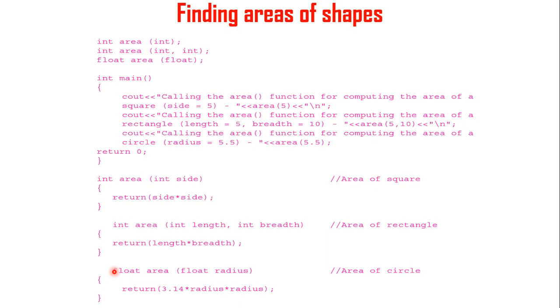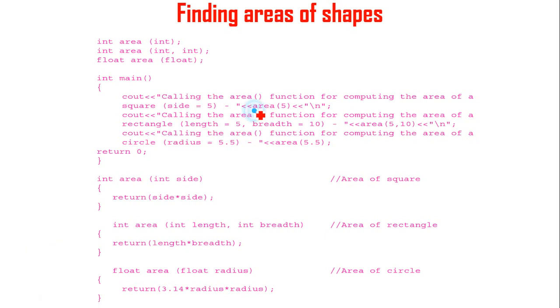So first we define the functions like this. After defining the functions, now inside the main program, what do we do here? We specify the cout statement, calling the area function for computing the area of a square, with side equal to 5. Up to here it is just a string. It can be anything; you can write "area of a square" also. Now you can see that the function is actually called at this point.